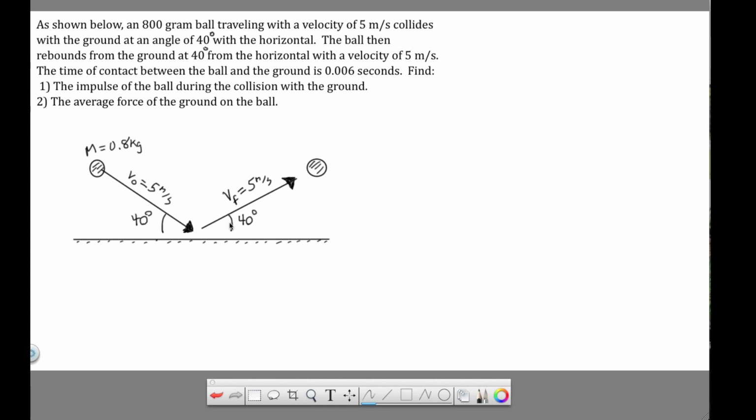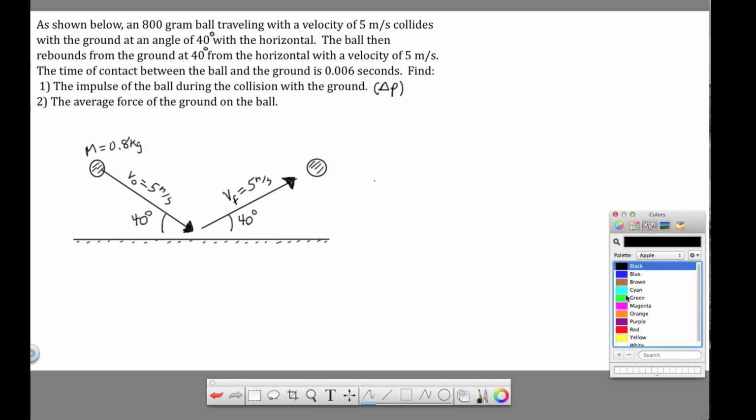Now, impulse is the same as change of momentum. So what we're looking for here in this first question is basically the change in the momentum. Now, before we start solving for it, what we'll do is take a look at these velocity vectors. So when the ball hits the ground, we're going to do this in red. As the ball comes in, it has a y velocity and it has an x velocity. So I'm showing the components of the velocity. When the ball leaves the ground, it has x velocity and y velocity.